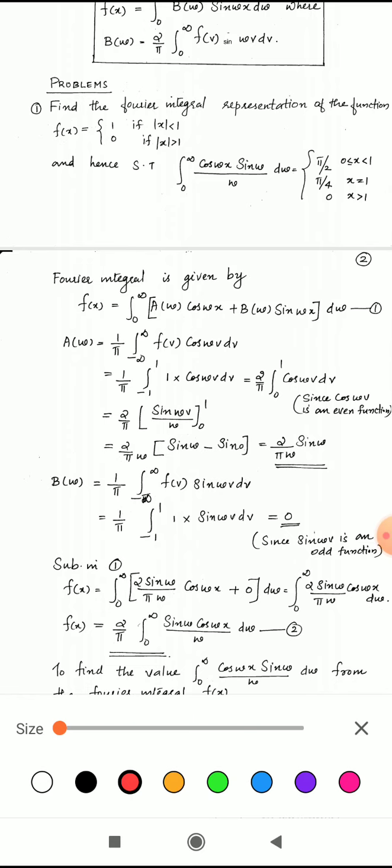Okay, here given that f of x equal to 1 if mod x less than 1, so this can be written as minus 1 less than x less than 1, 0 if mod x greater than 1.